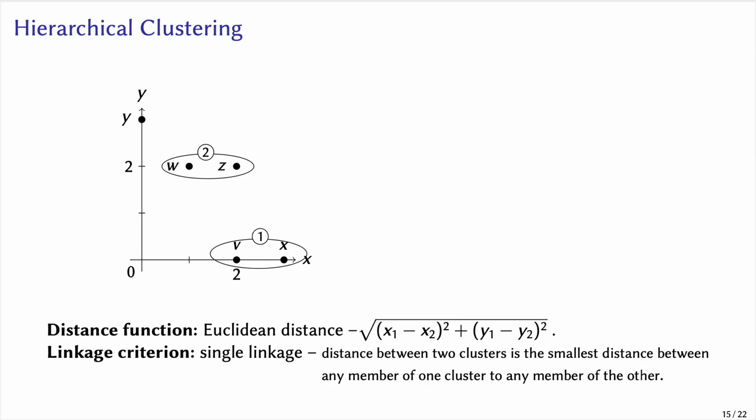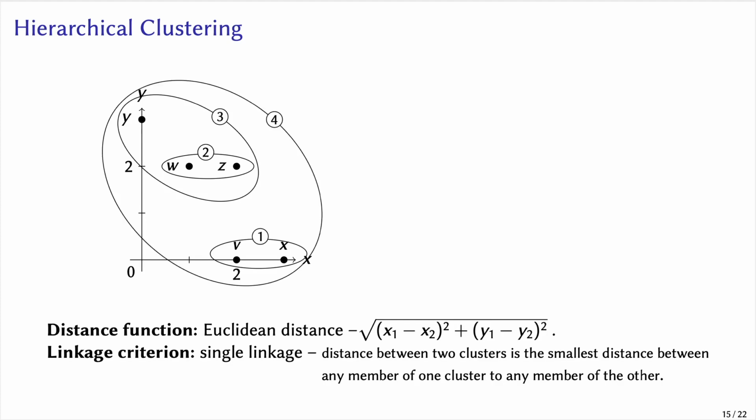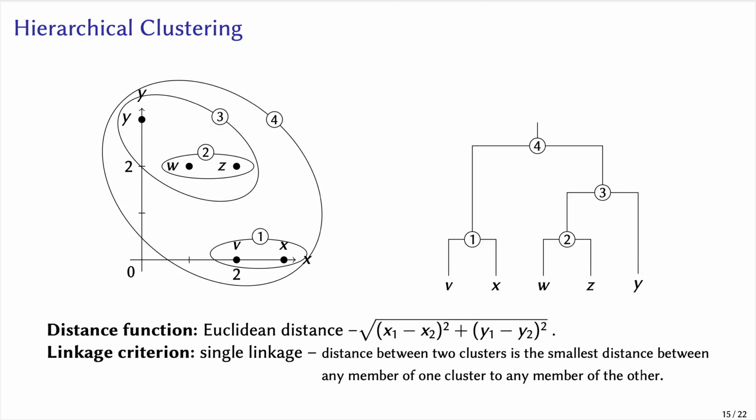Next, the closest are W and Z, so they are clustered. Now the closest two clusters are that containing just Y and that containing W and Z according to our linkage criterion, because W and Y are the closest points not in a cluster together already, so we cluster them together. Finally, there remain two clusters, so they are clustered together to end the process. The result is a dendrogram, a tree where leaves are individual objects and parents progressively form the clusters they are a part of. We can see immediately that Y, for example, is closer to W and Z than it is to V and X.